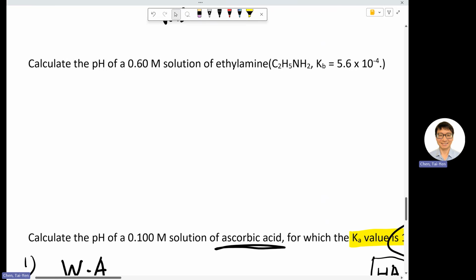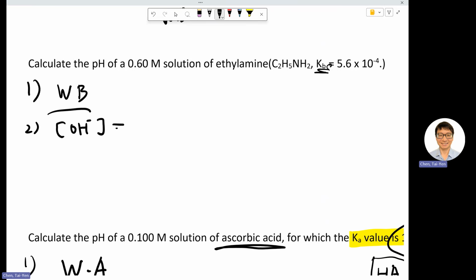Calculate the pH of a 0.6 M solution of ethylamine. What is the first step? What is the solution that we have? Weak base, right? How do we know it's a weak base? Everybody now can see the keyword, Kb, right? So apparently it's a weak base. So we know we can calculate the OH minus concentration equals the square root of your base concentration multiplied by your Kb.